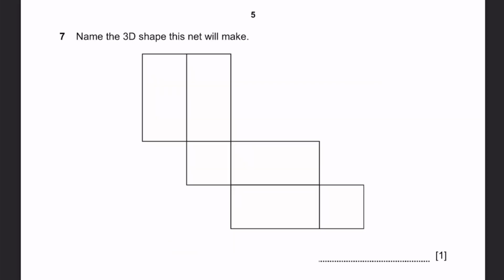Question 7. Name the 3D shape this net will make. All you need to do is make sure you can visualize this properly and you will see this will make a cuboid.